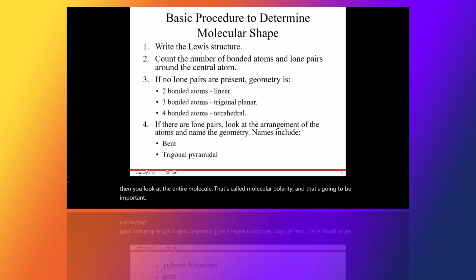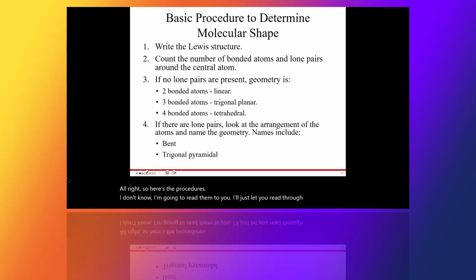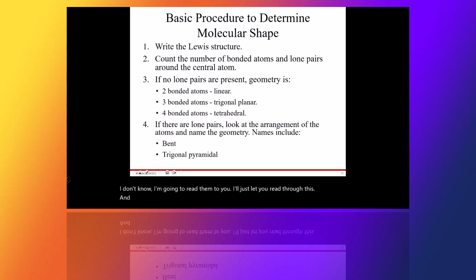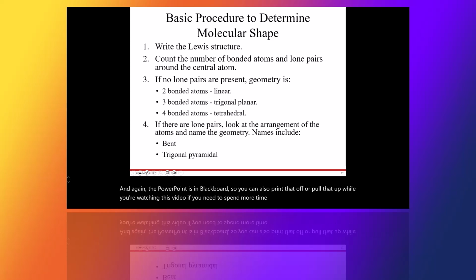All right, so here's the procedures. I'm not going to read them to you. I'll just let you read through this. And again, the PowerPoint is in Blackboard, so you can also print that off or pull that up while you're watching this video if you need to spend more time on the particular slides.